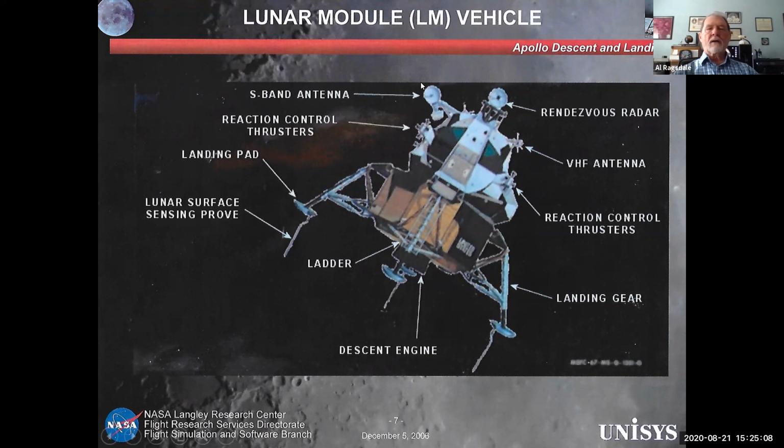It had a rendezvous radar to track the command module for the rendezvous, a VHF antenna to talk to the command module, and the S-band antenna to talk to Earth. And there were these little thrusters on the 4 corners of the vehicle.